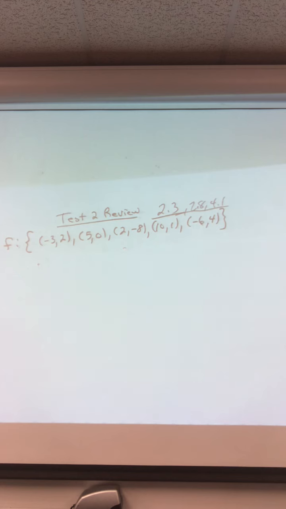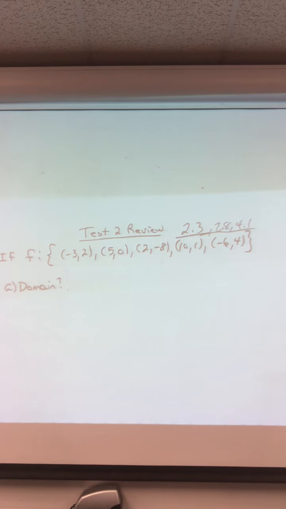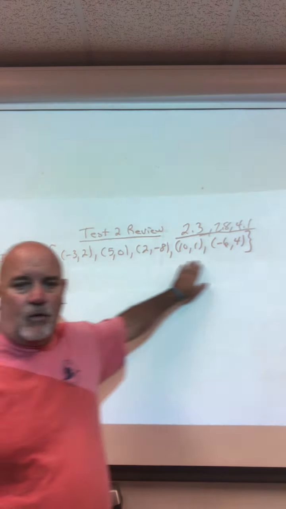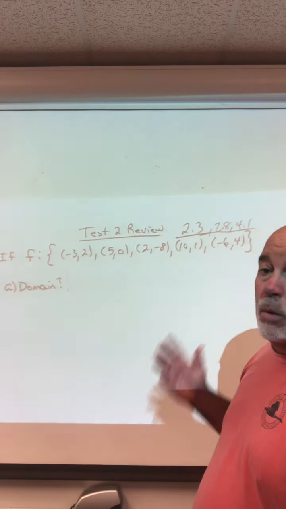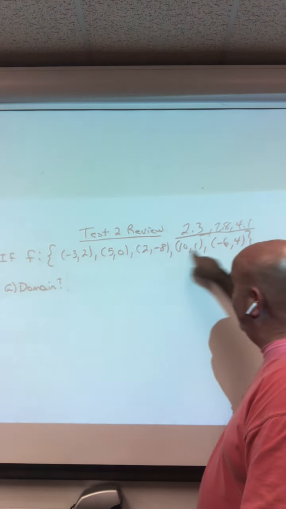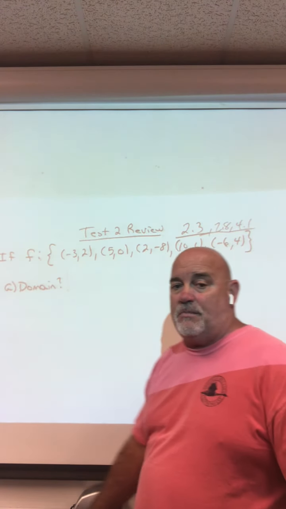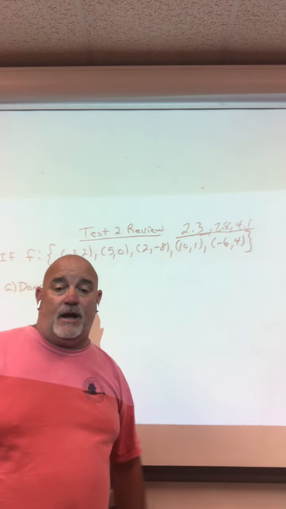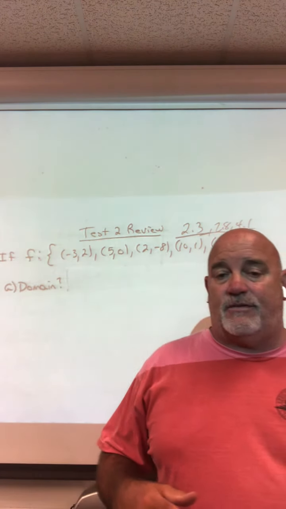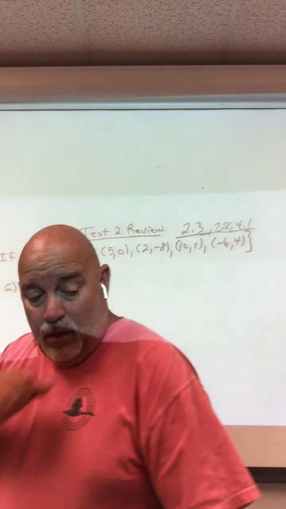All right. So let's start right here. Let me show you what it'll look like on the test. On the test, I'm going to give you a list of ordered pairs like this. And I'm going to ask you a whole bunch of questions when I give you this. Now, when I give it to you, you may have 5 ordered pairs, you may have 3, you may have 12. But I'm going to give you a list of ordered pairs, and I'm going to ask you about 6 or 7 questions. First thing I'm going to ask you is, what is the domain?